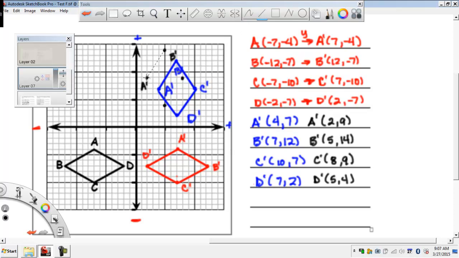I'll connect my dots. And there is my final figure. So A, B, C, and D prime. All I really need to see to give you the points is the final diagram and then the coordinate pairs for each vertex.